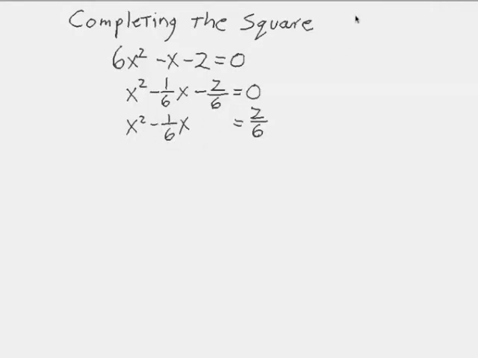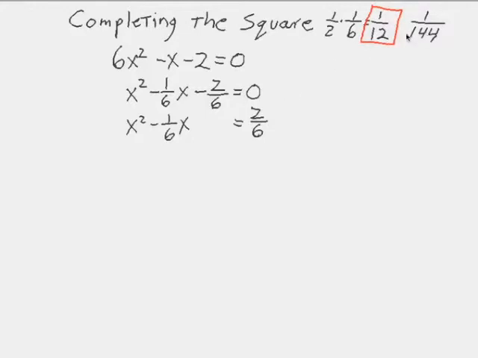So I'm going to come up here and I'm going to write this. I'm going to take 1/6, then I'm going to take half of it, which is 1/12. I just multiplied 1/6 by 1/2. And what I'm going to do is remember that number. I'm going to use it later. And then I'm going to square it. 1/12 times 1/12 is 1 over 144.